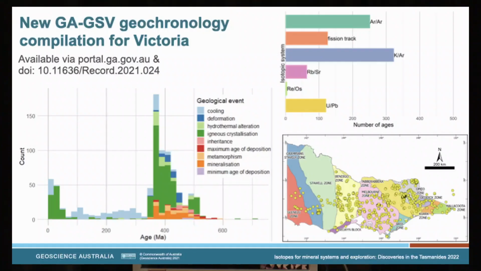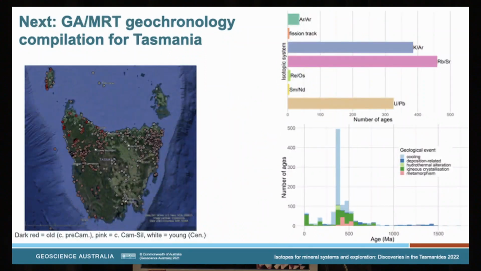One of the very new things we have is a new compilation with GSV for Victoria. It's available on the portal. I don't have a lot of time to talk about this, unfortunately, but it's a huge compilation. It's probably the biggest coherent age compilation for Victoria now. It was a lot of effort, and I thank GSV for their contribution as well. And similarly for Tasmania, that's up and coming. It's not yet out, but it's in the final throes of QA/QC. And again, it's going to be massive. And MRT have been digging out their geochronology from all corners of what they know about, and we couldn't have done it without them either.